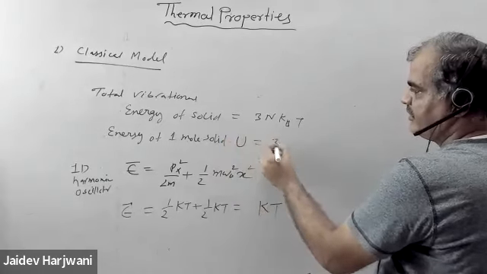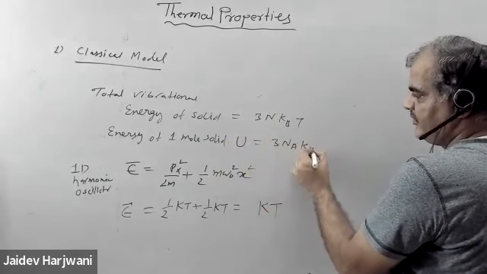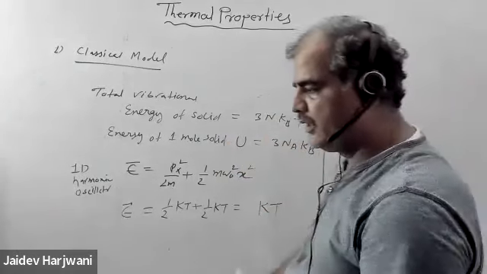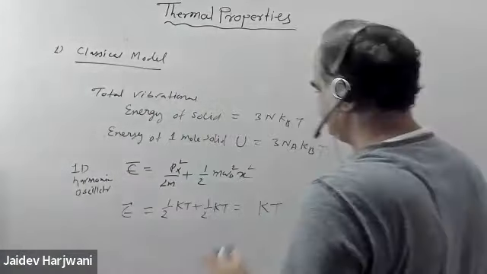So that will be your what? Instead of N, in 1 mole, there are Avogadro number of atoms. This will be the total energy. Okay. Now I need to calculate the specific heat.